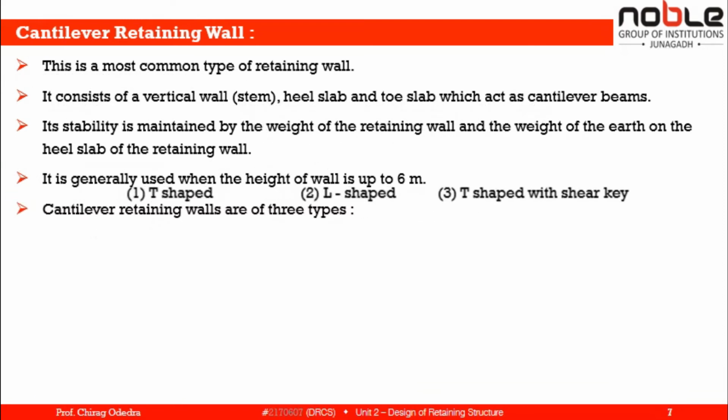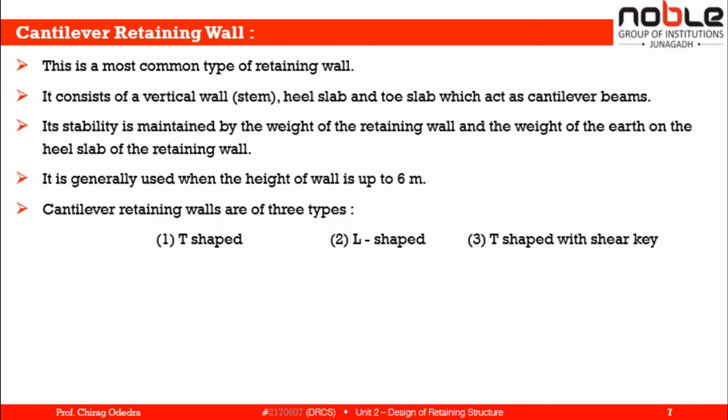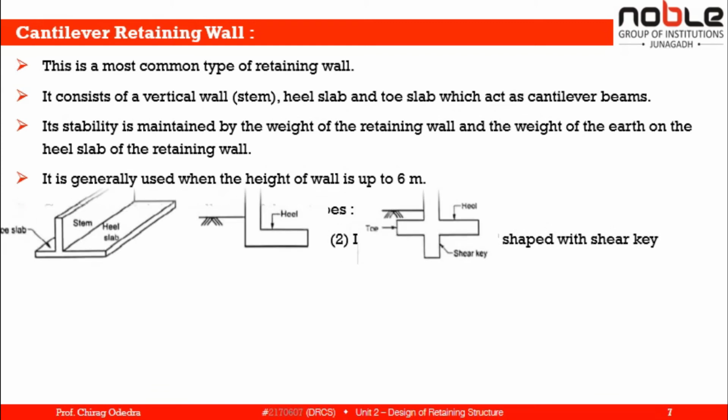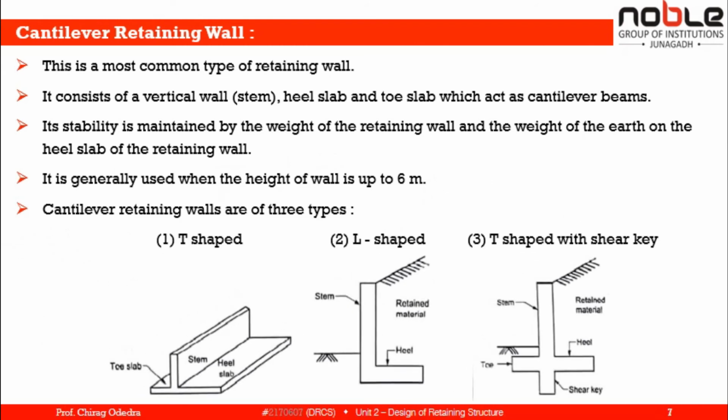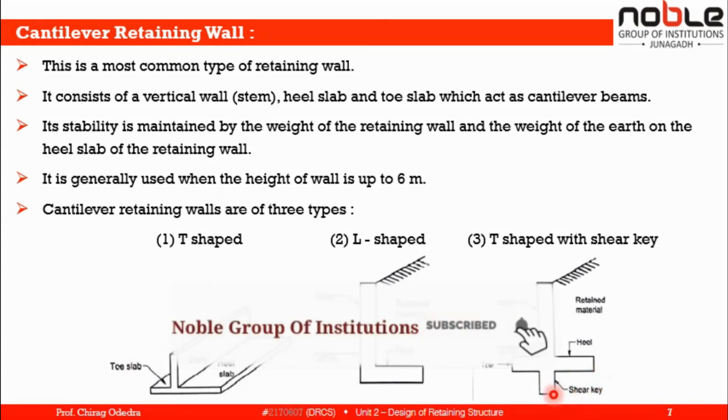Cantilever retaining walls are of the following three types. First one is T-shaped, second is L-shaped, and third one is T-shaped with shear key. Now talking about this T-shape, this is an inverted T-shape, so this is called a T-shaped cantilever retaining wall. This is L-shaped, so it is called an L-shaped retaining wall, and this is T-shaped with shear key. Here the extended portion of the stem below the toe and heel slab is called the shear key. This is provided for better stability of the retaining wall.